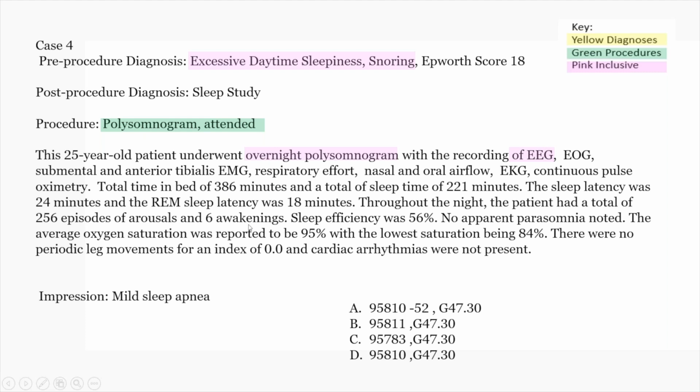This is an overnight polysomnograph, and we have EEG, EOG, submental and anterior tibialis EMG, respiratory effort, nasal and oral airflow, EKG, continuous pulse oximetry. These are the parameters measured. Total time in bed was 386 minutes, and the final impression was mild sleep apnea. So our final diagnosis is mild sleep apnea. That will be the principal diagnosis.